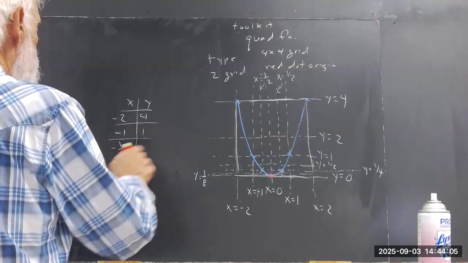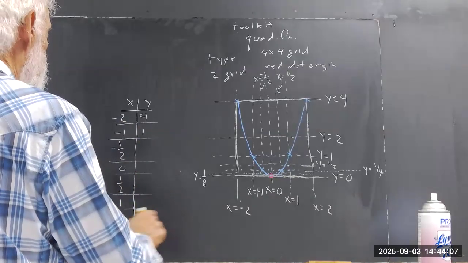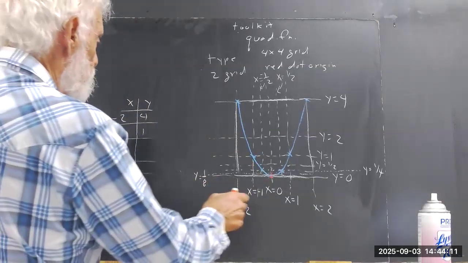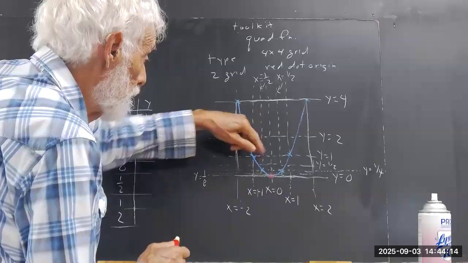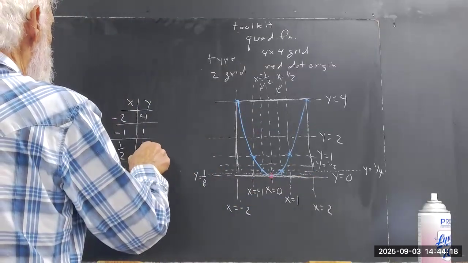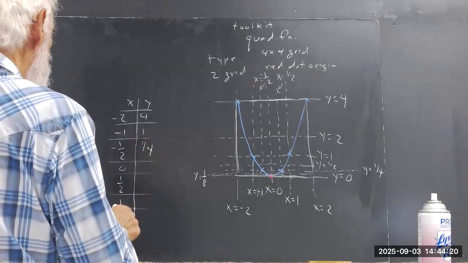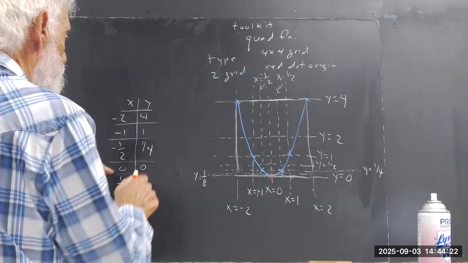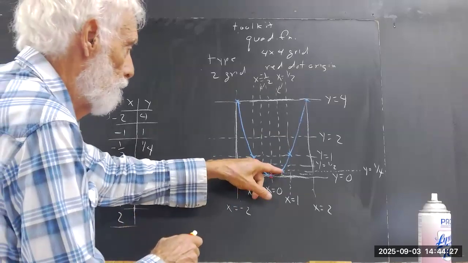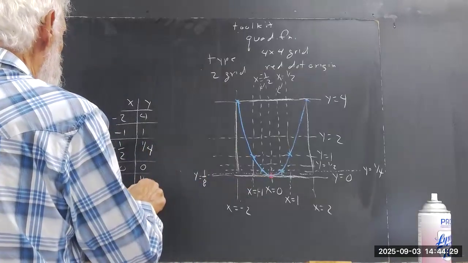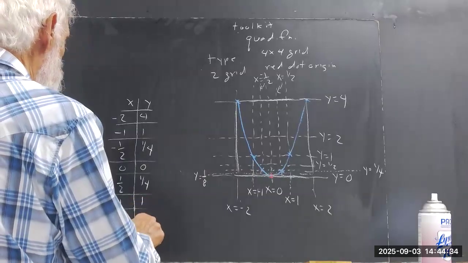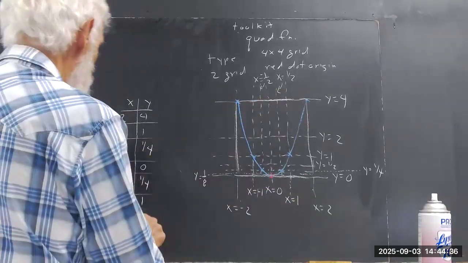Okay, here are the x values of our grid points. I left this one and this one off. So when x is -1/2, well, that's this line, and it meets the line y equals 1/4. When x equals 0, well, y equals 0, that's the red dot. When x equals 1/2, we're back up to the line where y equals 1/4. When x equals 1, y equals 1. When x equals 2, y equals 4.